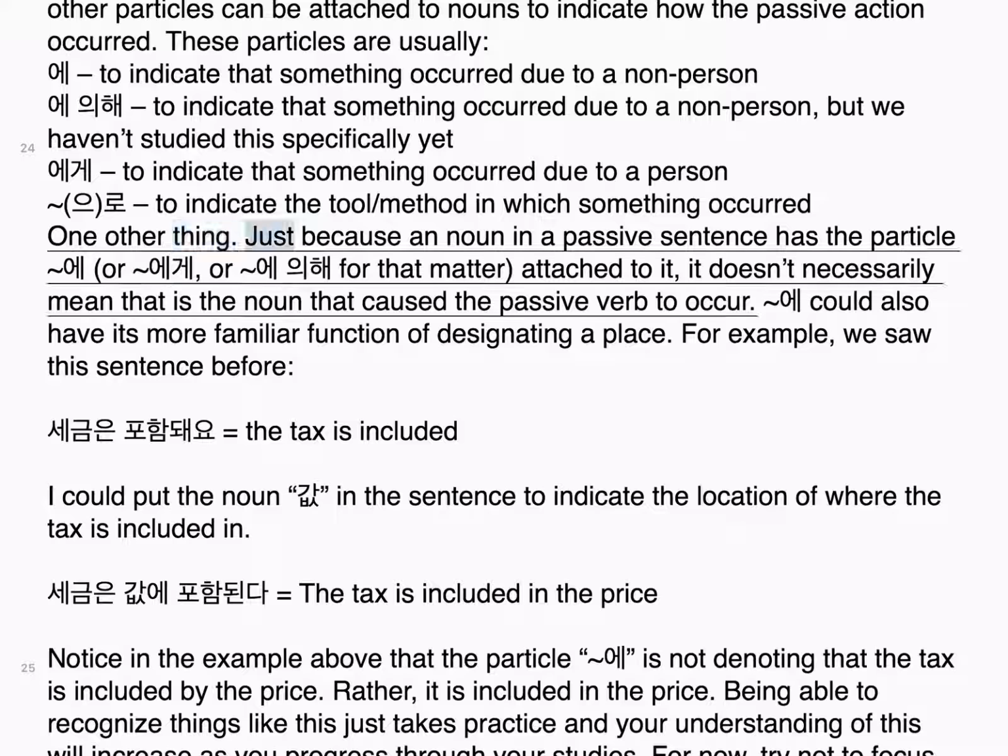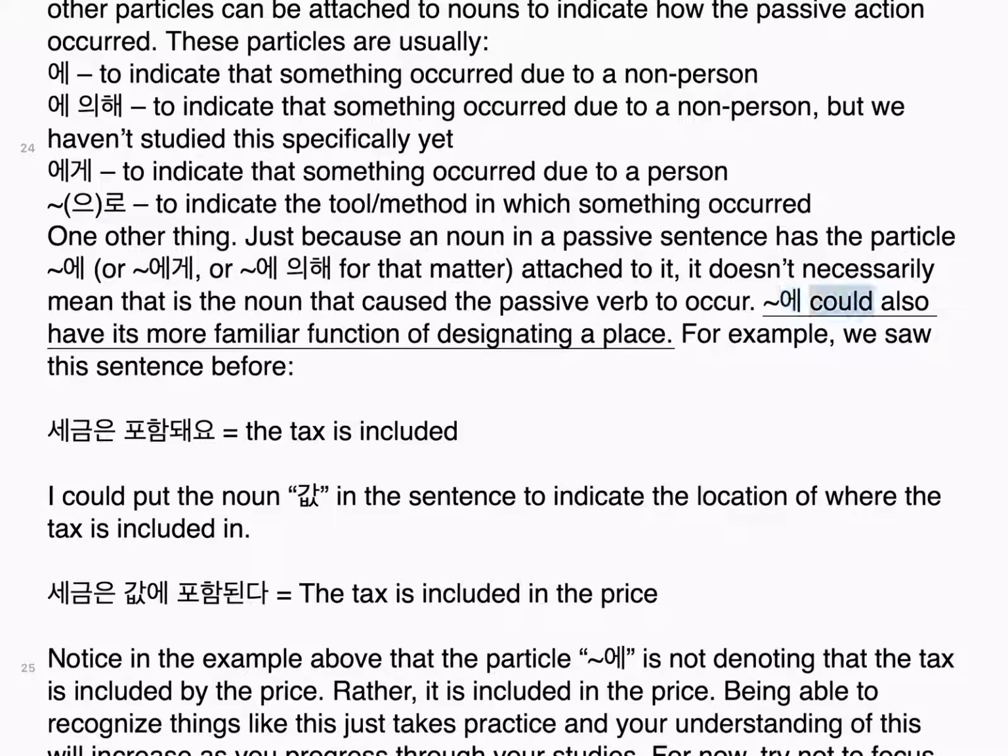One other thing, just because a noun in a passive sentence has the particle 에, or 에게, or 에 의해 for that matter, attached to it, it doesn't necessarily mean that is the noun that caused the passive verb to occur. 에 could also have its more familiar function of designating a place. For example, we saw this sentence before. 세금은 포함된다. The tax is included. I could put the noun 값 in the sentence to indicate the location of where the tax is included in. 세금은 값에 포함된다. The tax is included in the price.